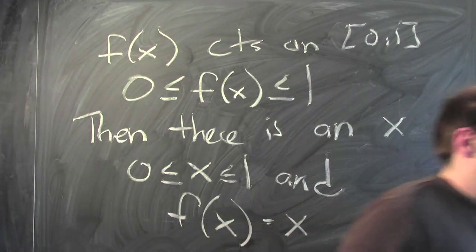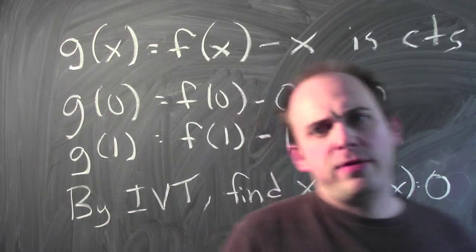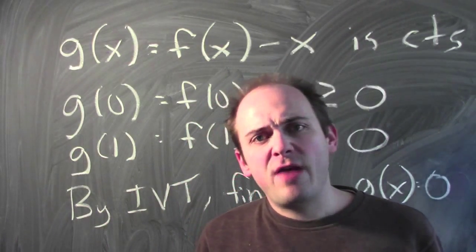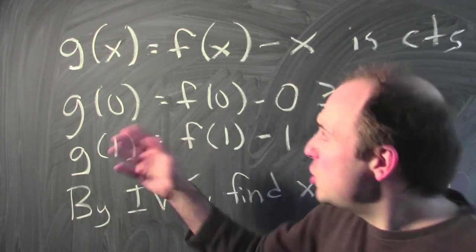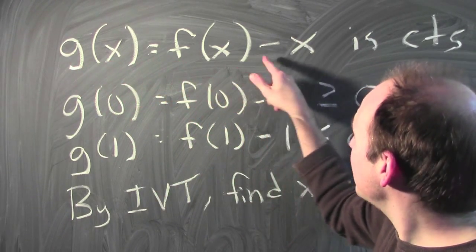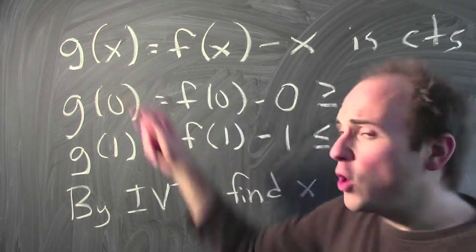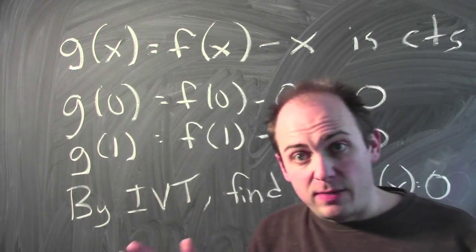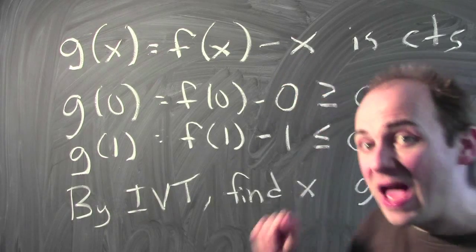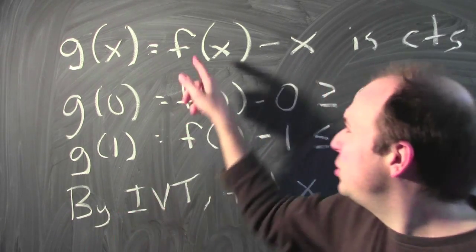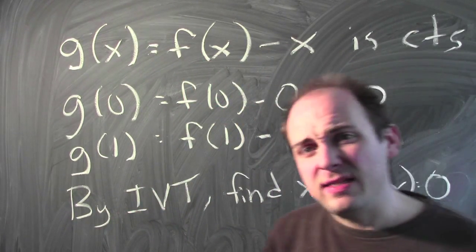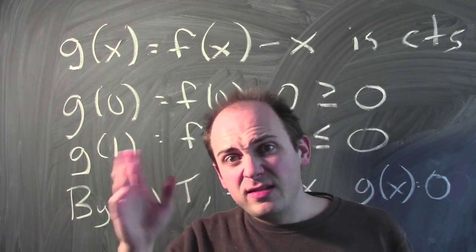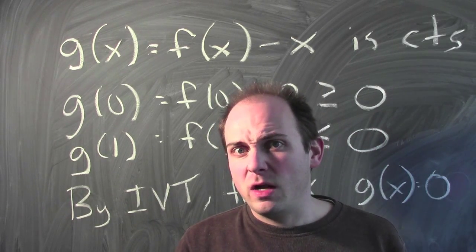Let's see. I'm going to use the intermediate value theorem, but I'm not going to apply it to f. I'm going to make up a new function, g of x equals f of x minus x. What do I know about g? g is continuous. f is continuous by assumption, the identity function x is continuous, and differences of continuous functions are continuous. So g is a continuous function on the closed interval 0, 1.